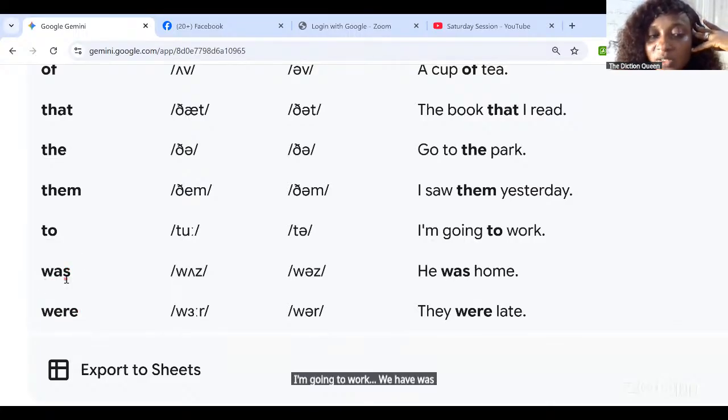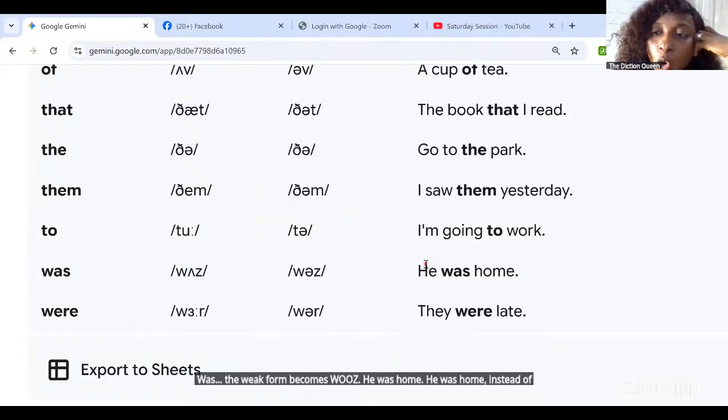We have was. The S in was sounds as Z. The weak form becomes was. He was home, instead of he was home.